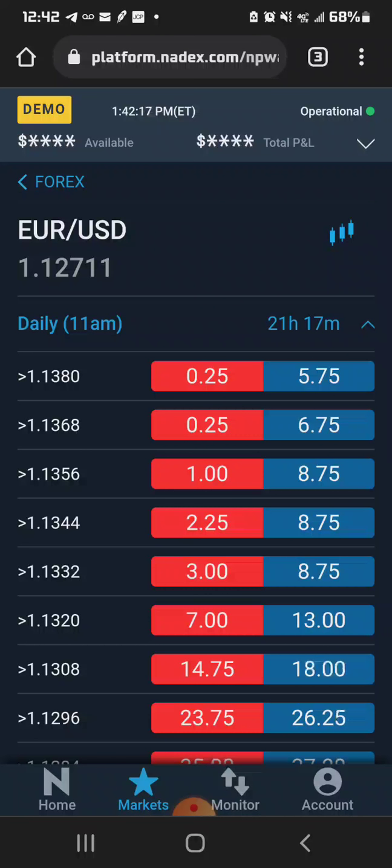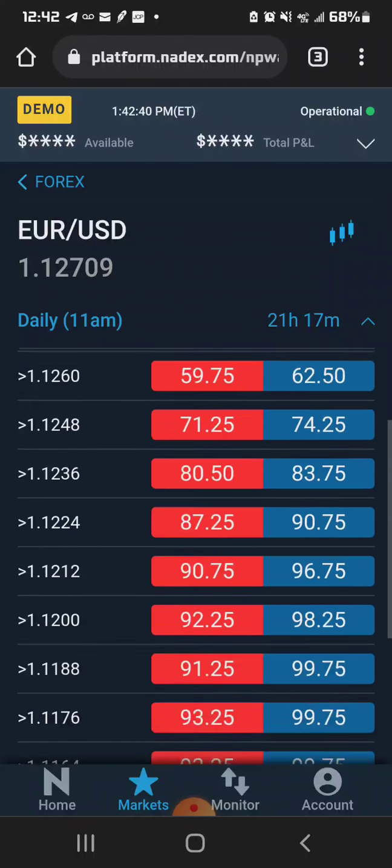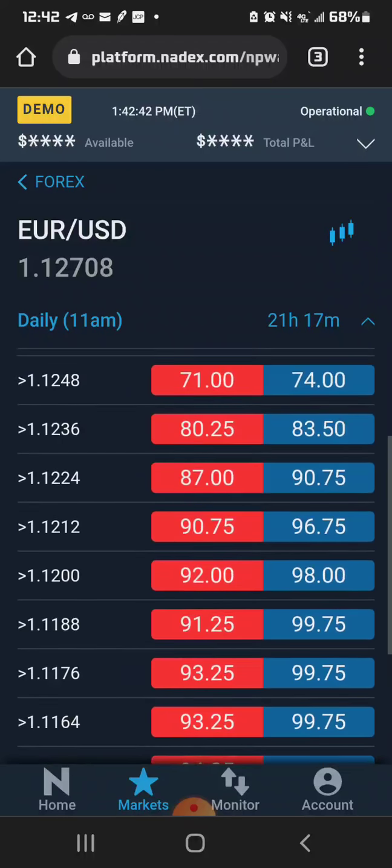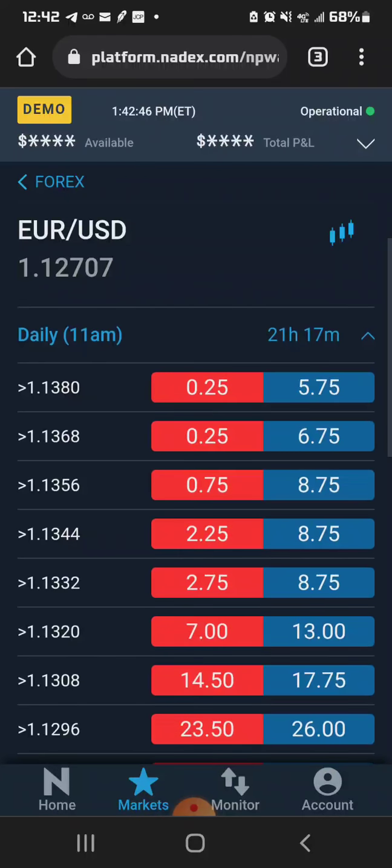This is the mobile version. You can also do this over your laptop. This looks very confusing, but I'm going to explain it. All right, this right here says price is currently at 1,127.09. It just changed. Basically, all this red and blue stuff is called tickets, and I'm going to explain what that means.